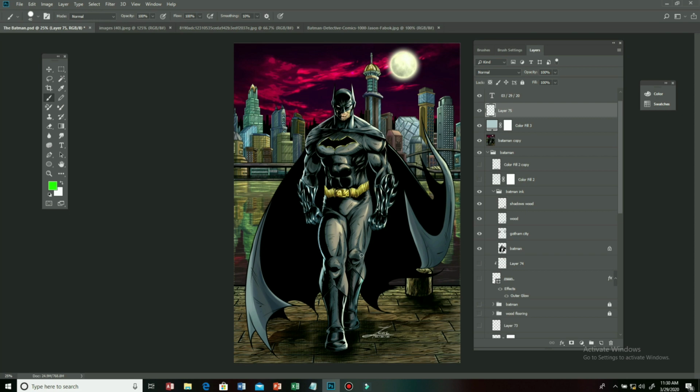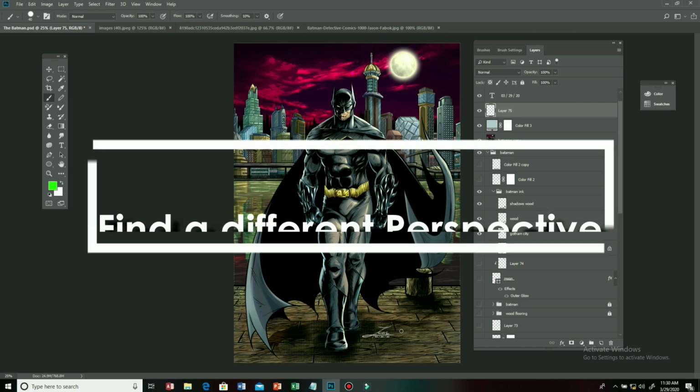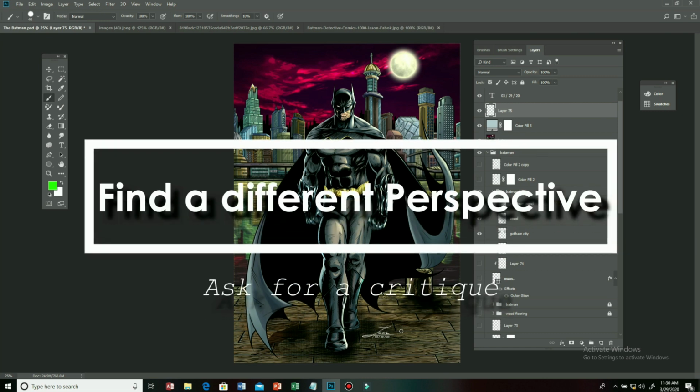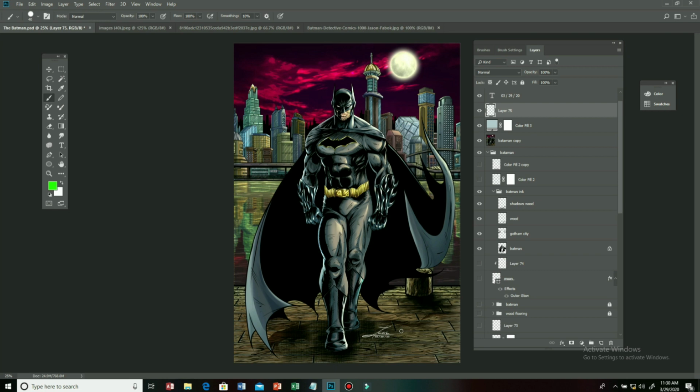And the last thing that you want to consider, especially in creating your artwork, is to find a different perspective. Just like what I said earlier, try to look at references, but what I'm telling you now is to look for criticism. Find people that you trust and have knowledge in art, from whom you can learn, because they have so much more knowledge than yours. They can give you a different perspective on your art.